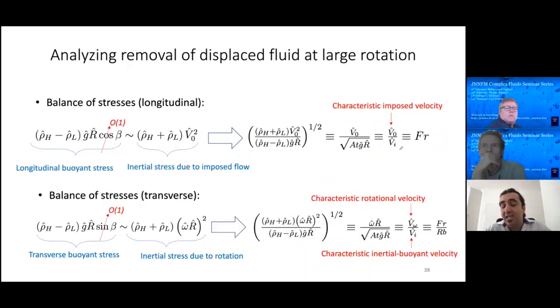So basically, we have two different balances. The ratio between the first set of stresses can be written in terms of two characteristic velocities, V0 over Vi, the characteristic impulse velocity and the characteristic inertial buoyant velocity, which can be equivalently expressed versus the Froude number. The second balance gives the same ratio as we had before for the exchange flow, V omega over Vi, which can equally be represented as Froude number over Rossby number.